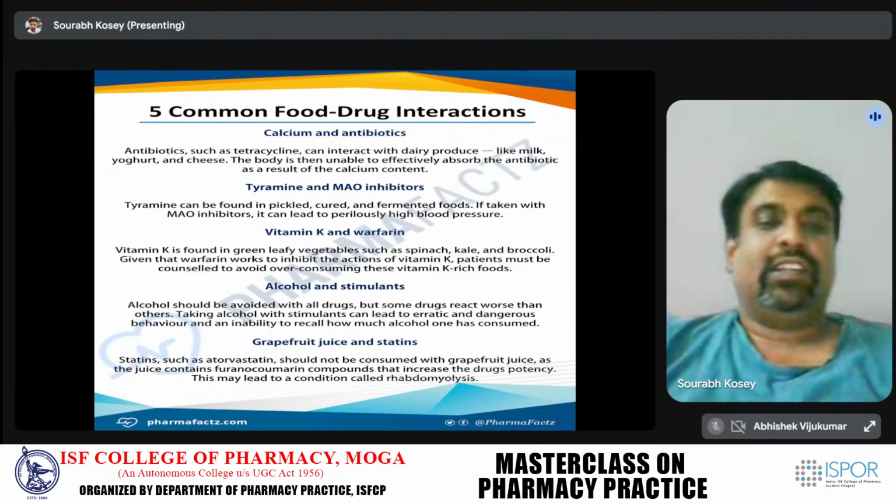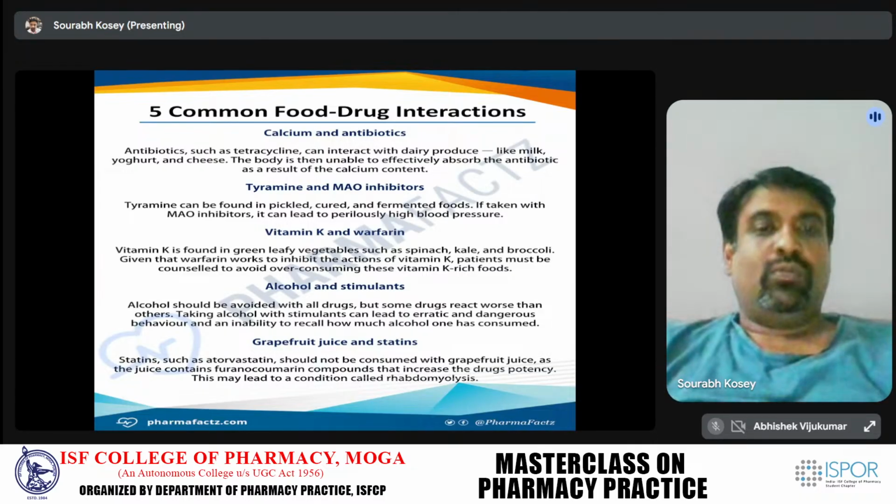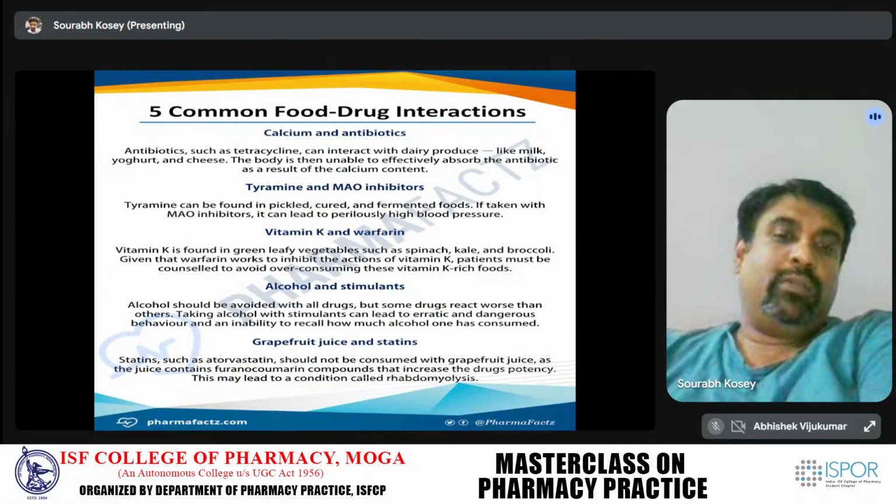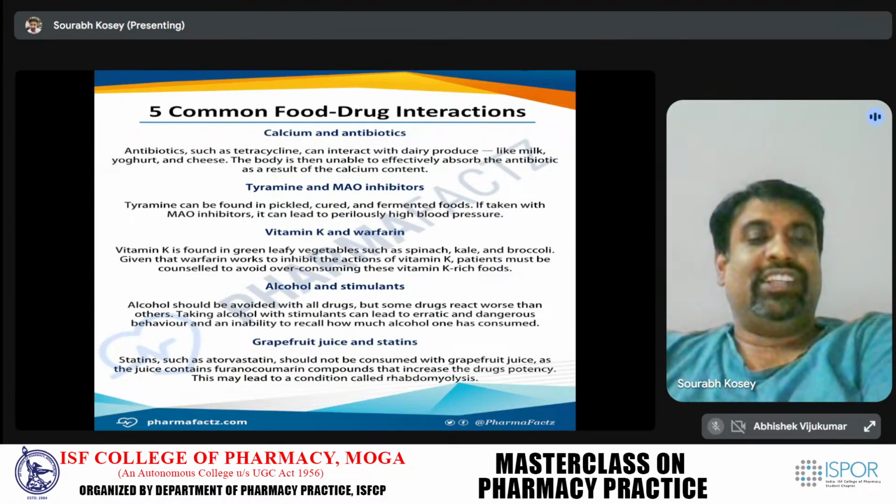Antibiotics such as tetracycline: you might have heard that tetracycline should not be given with milk because it creates chelation. It interacts with dairy products like milk, yogurt, and cheese, and the body is then unable to effectively absorb the antibiotic as a result of the calcium content.